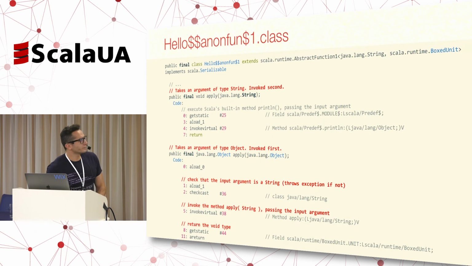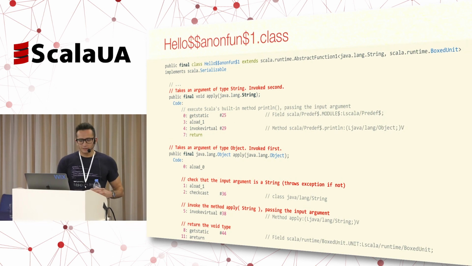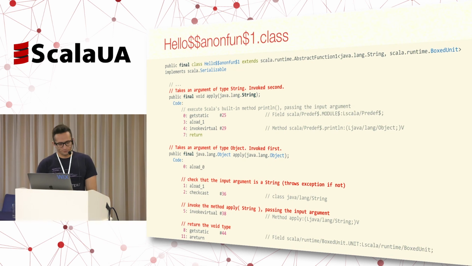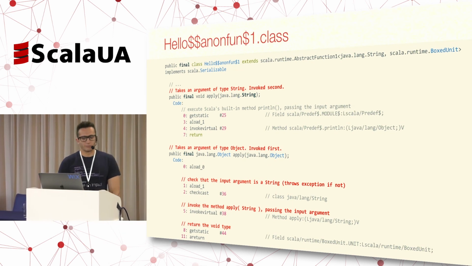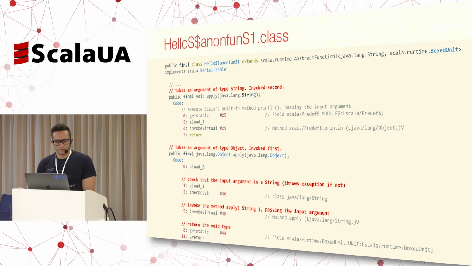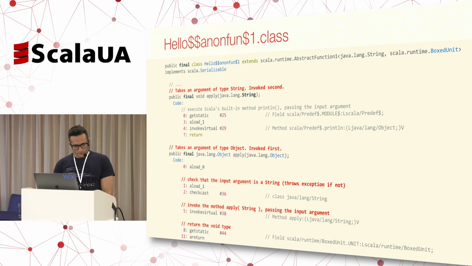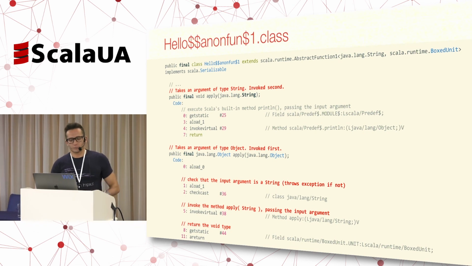So if you look at the hello anonymous function, which is the anonymous function that is being passed to the constructor, we can see again that it extends Scala function 1, implementing the apply method. It actually creates 2 apply methods, one wrapping the other, which together perform type checking that it is a string in the beginning, and execute the anonymous function printing the input value into println.